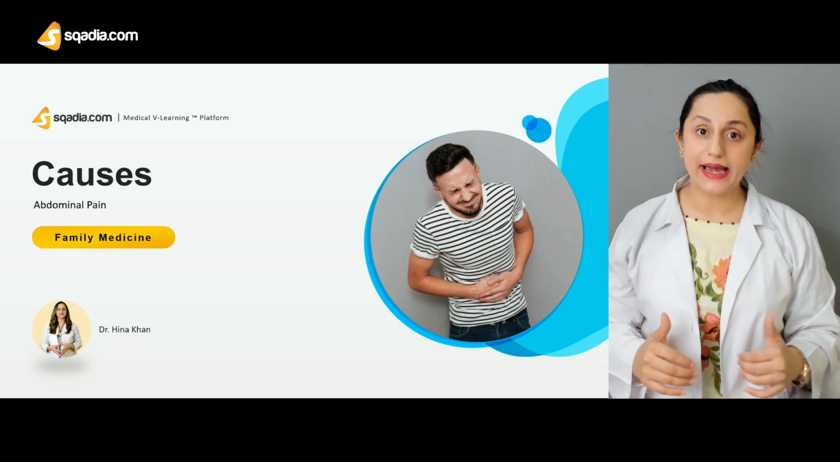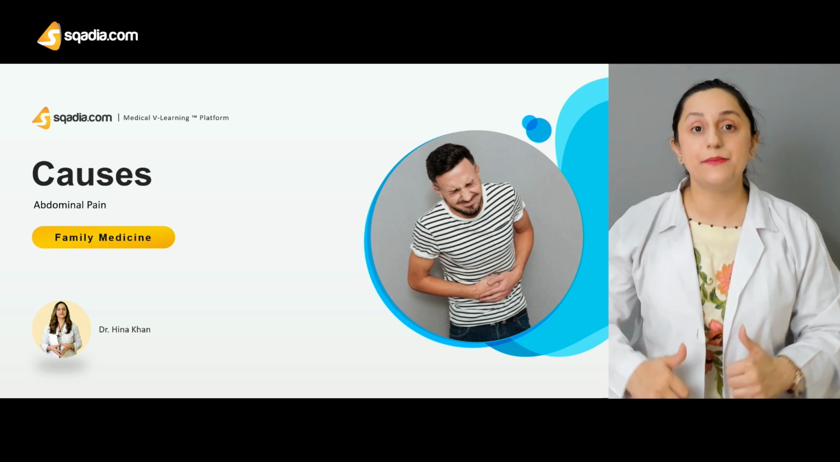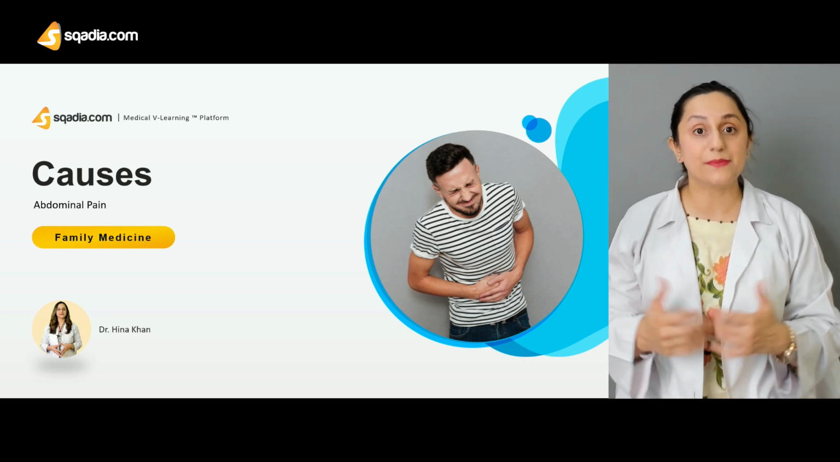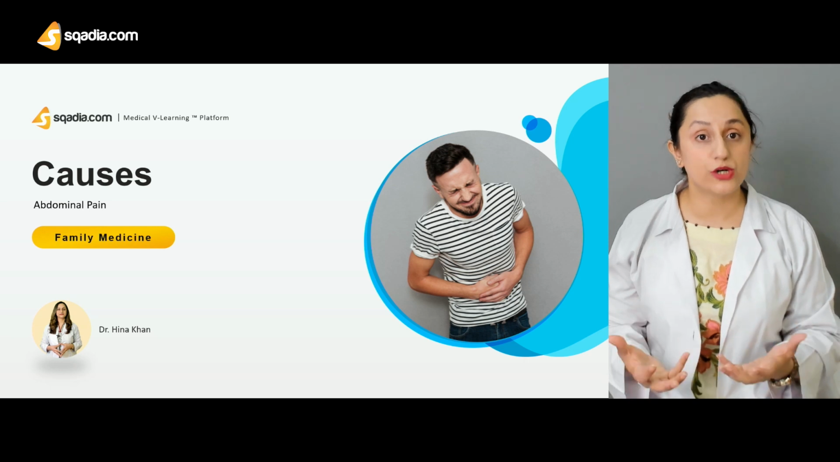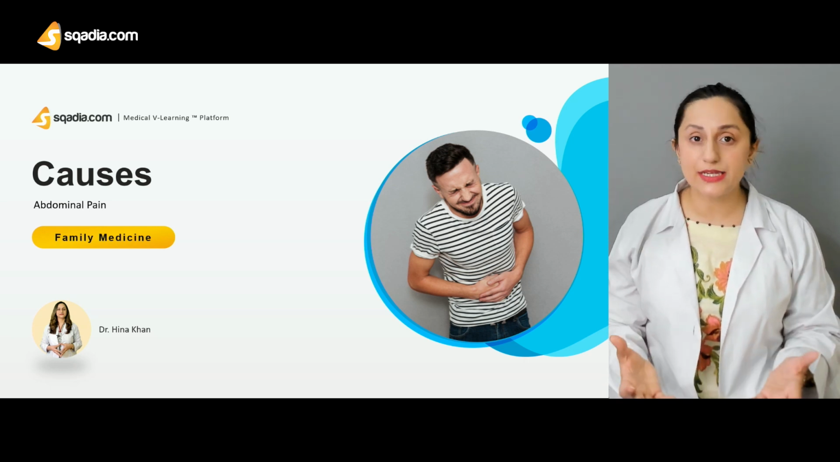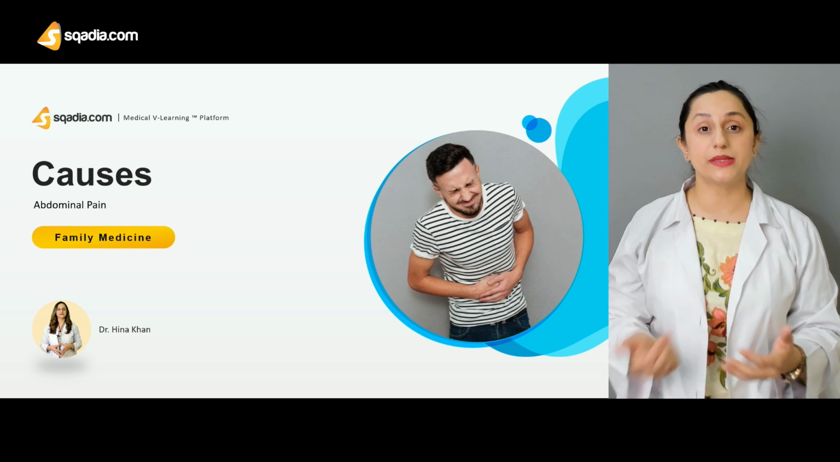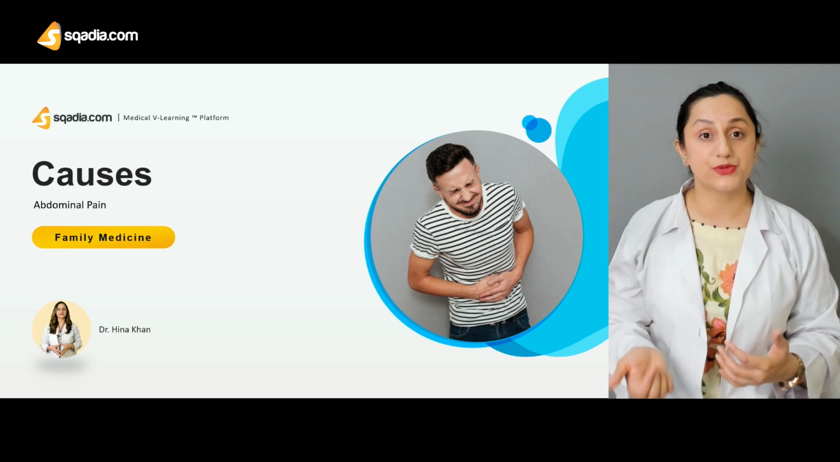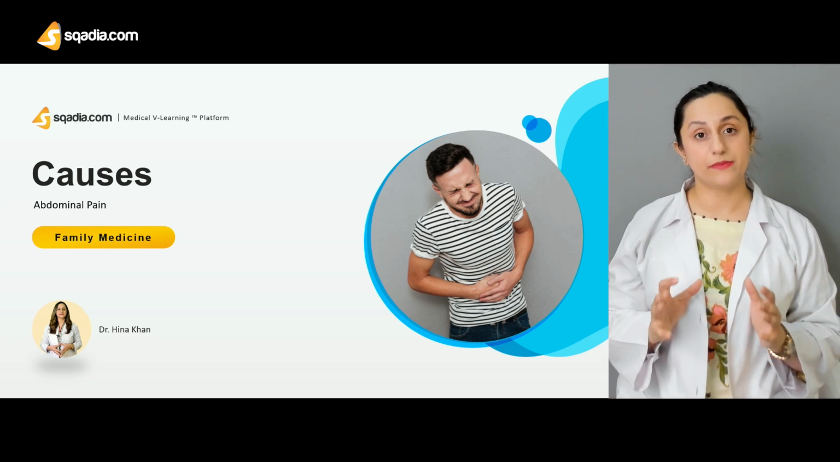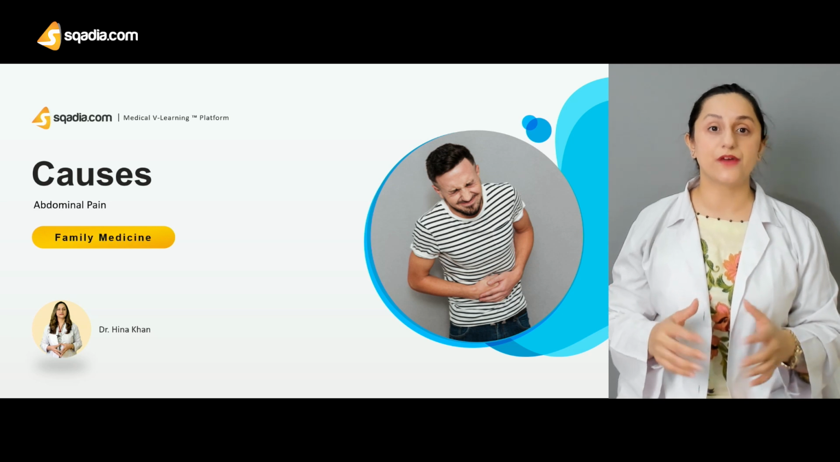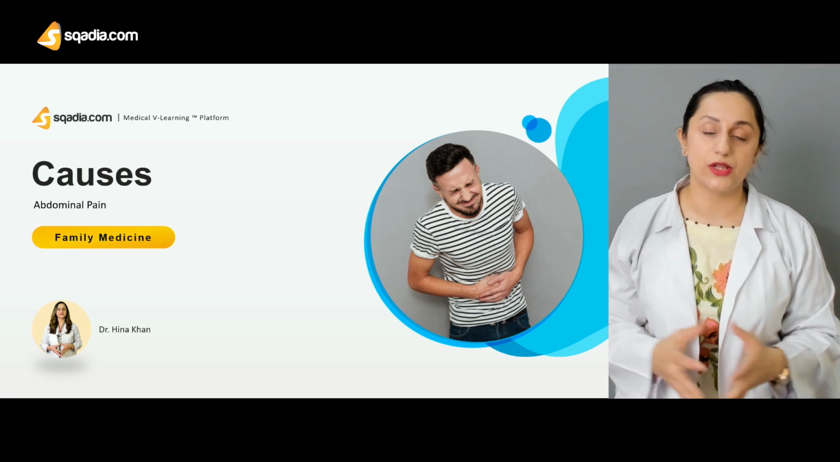So identifying the life-threatening causes is the mainstay for you as a family physician. You should be well versed with the different kinds of conditions. For instance, we have the AAA, that is, abdominal aortic aneurysm, that you have to keep in mind, and you have to rule out this condition first of all.